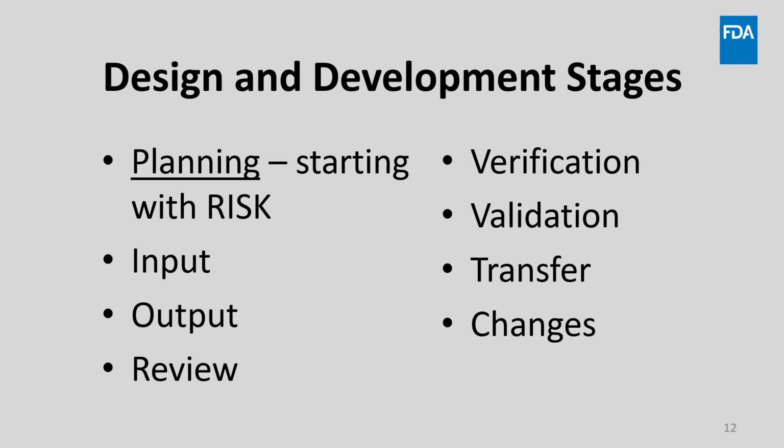There are multiple stages to design and development, and a good place to start is looking at risk. More on it in the next slide. The stages generally flow from planning to input to output, to review with verification and validation performed within those stages, and then transfer to manufacturing.